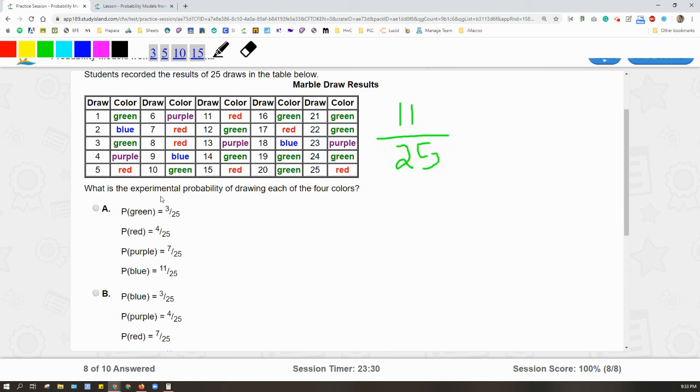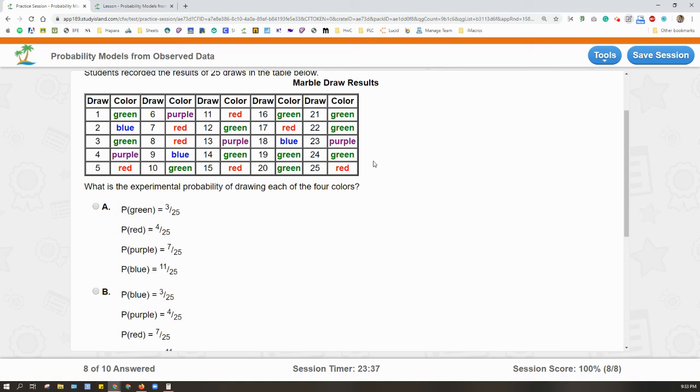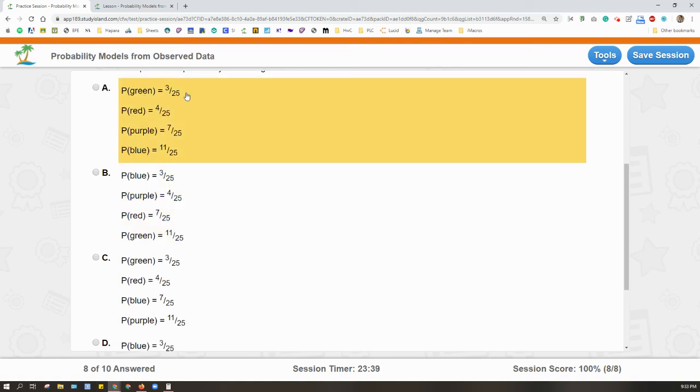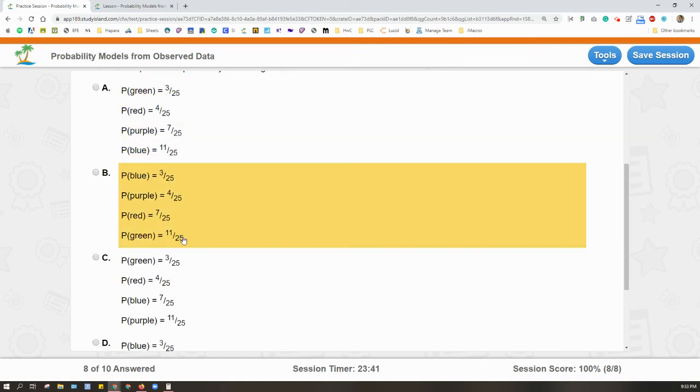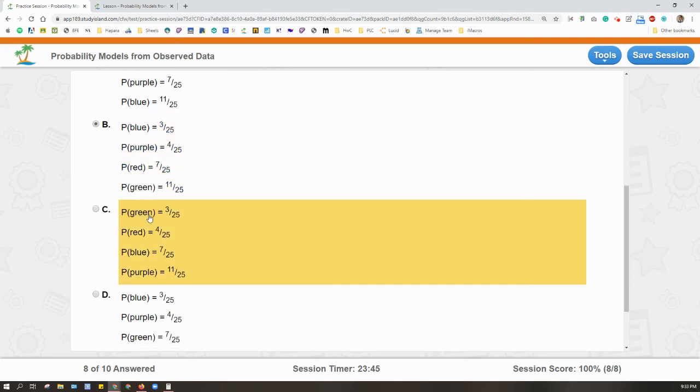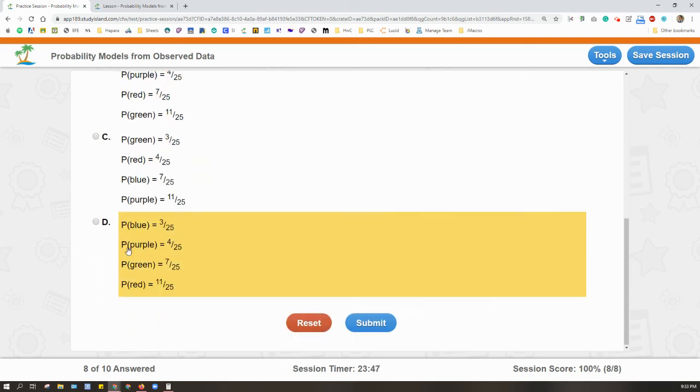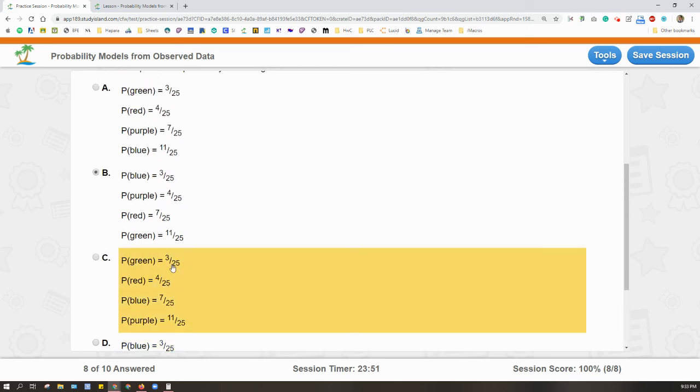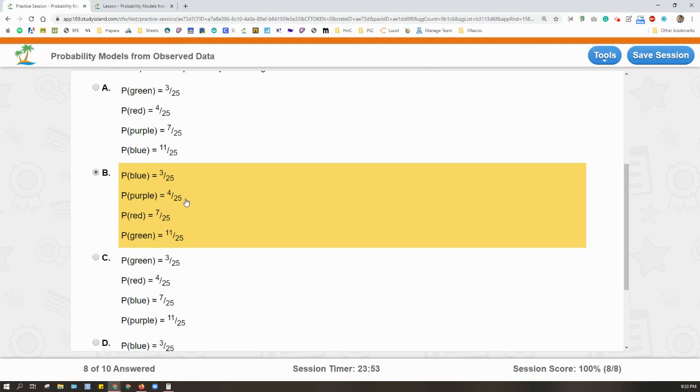Now, is that one of our choices? Which one of these says that the probability for green is 11 out of 25? So we'll go ahead and look for it. And we see probability green 3 out of 25, probability green 11 out of 25 for B. So maybe B is our choice. C says the probability for green is 3 out of 25. And D says the probability for green is 7 out of 25. So the only one that has the probability for green being 11 out of 25 is B. So that has to be our answer.